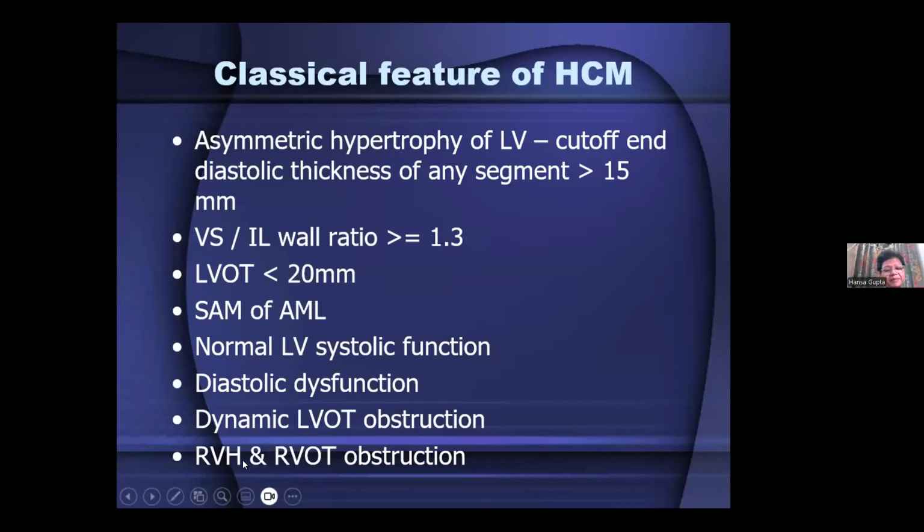Then in many patients, you can have an associated RVH and RVOT obstruction. So do not miss this kind of thing, because until you look for it, you will not be able to find it. I'll show you a case in my subsequent slides where RVH is there along with the LVH.